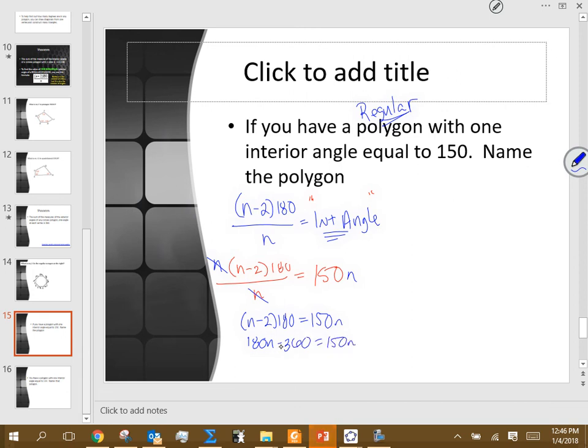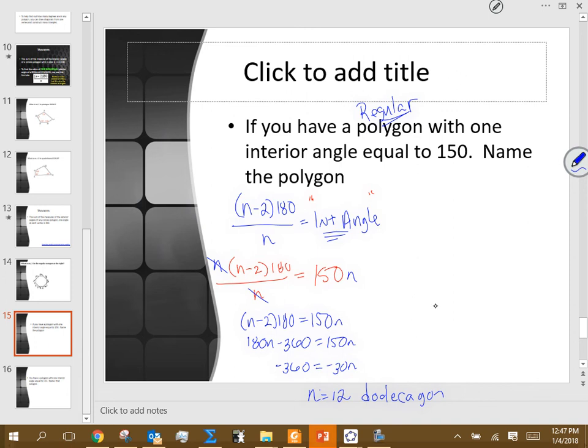And I think at this point, most of us are probably comfortable with moving the 180n to the other side. Now they're both negatives, right? So essentially they're both positives. And then when I divide both sides by 30, I get n to be what? 12. So n is 12. So what's a 12-sided figure called? Dodecagon. Good.